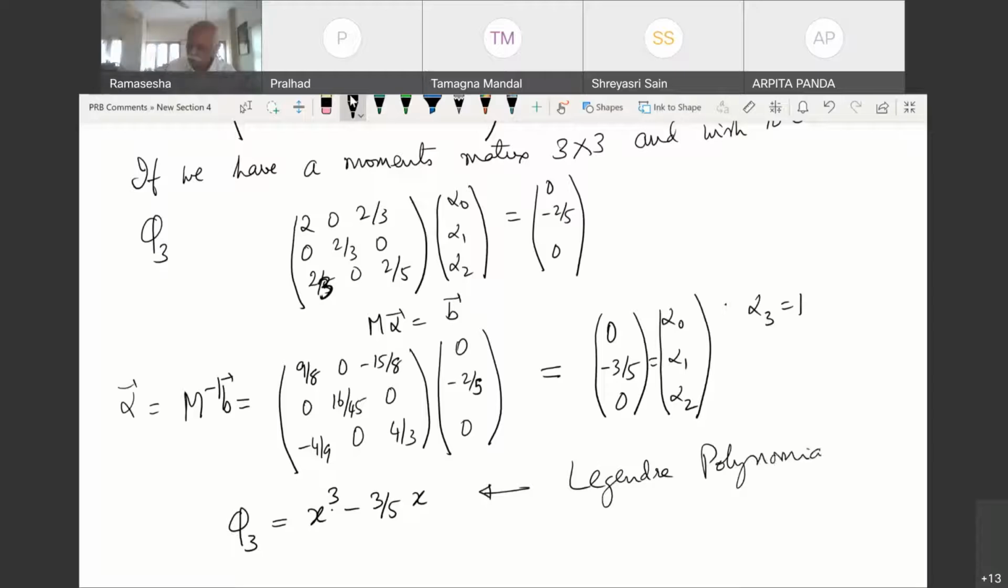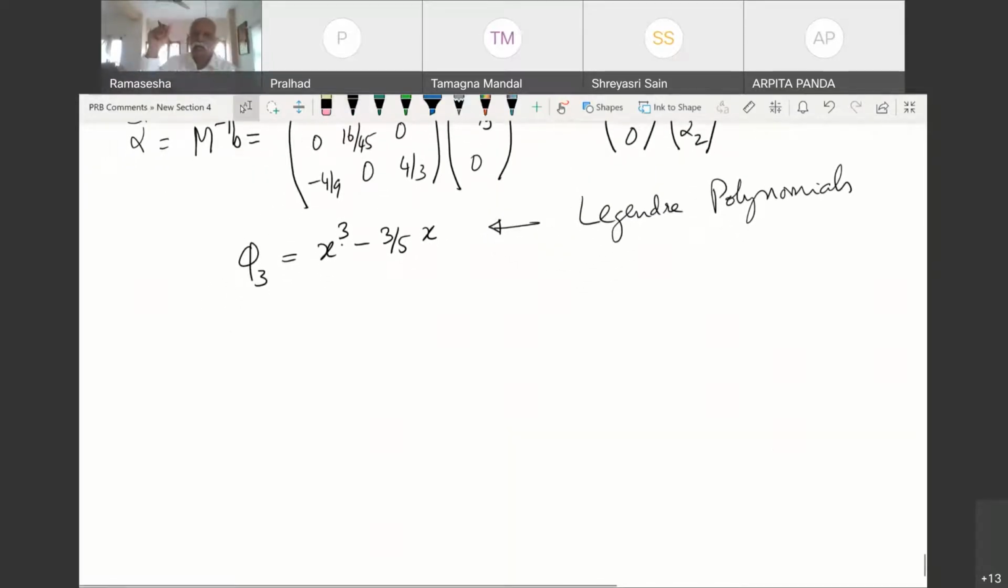Have you people heard of Legendre polynomials? No, sir. So nobody has heard of Legendre polynomials? Sir, if hydrogen atom is solved, they are associated Legendre polynomials. Associated Legendre polynomials. You have to start from Legendre polynomials. So they are the theta functions of theta. Okay.